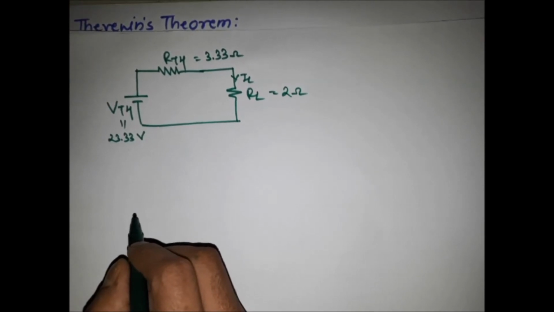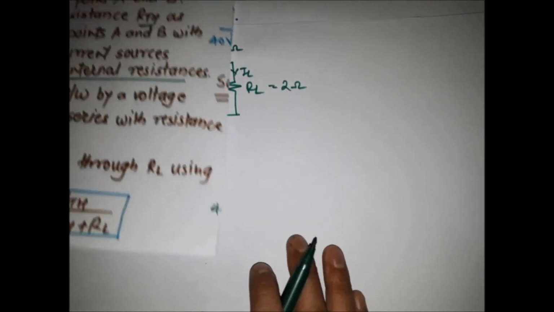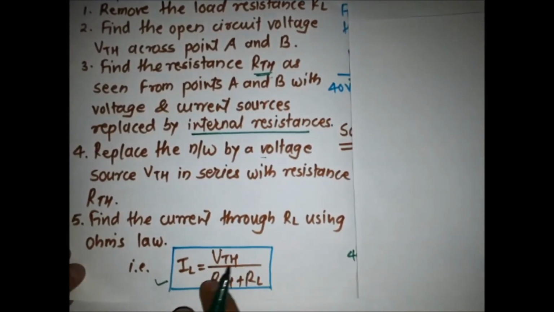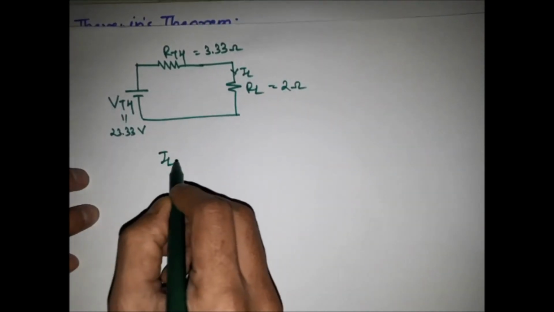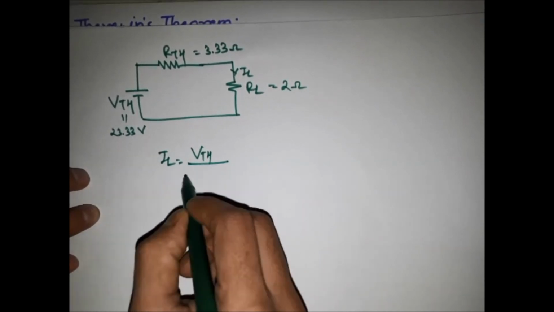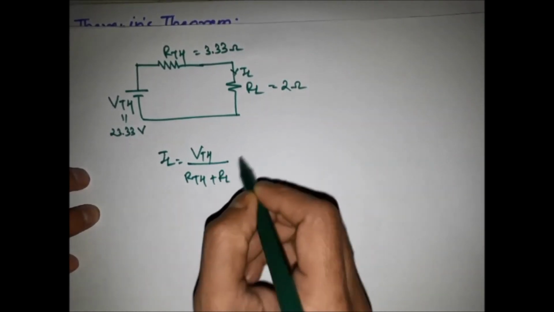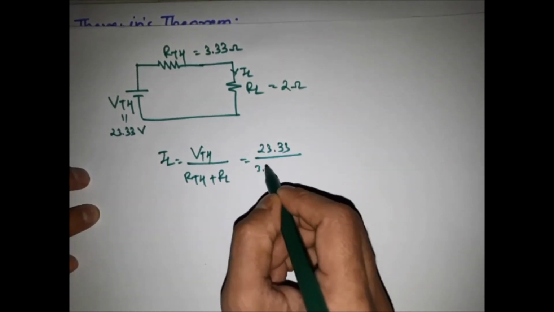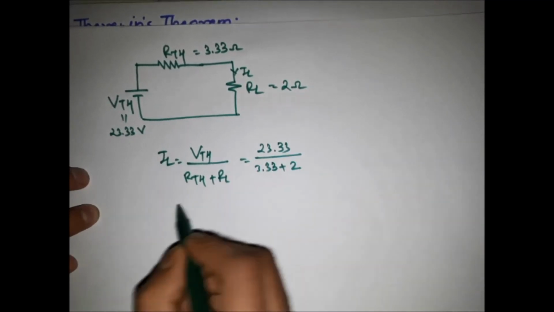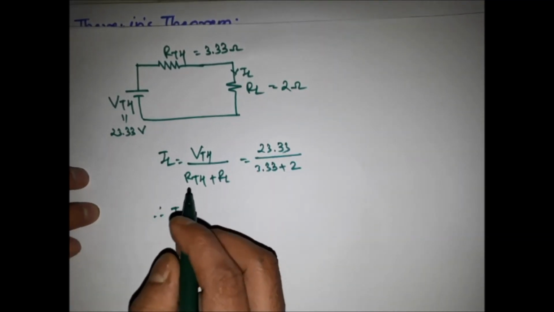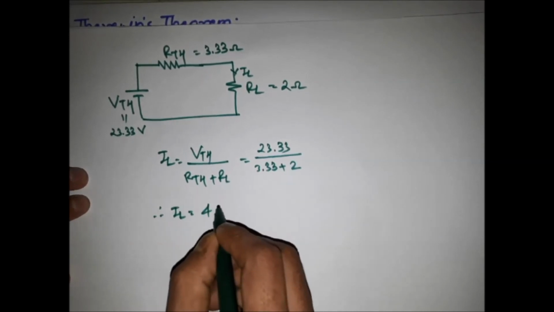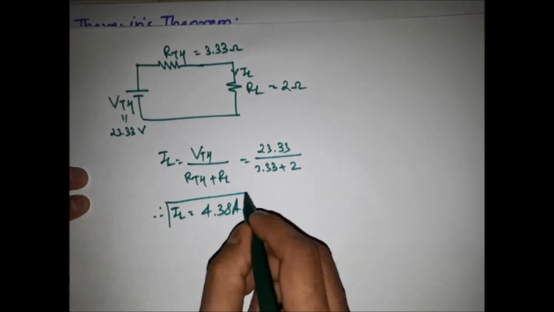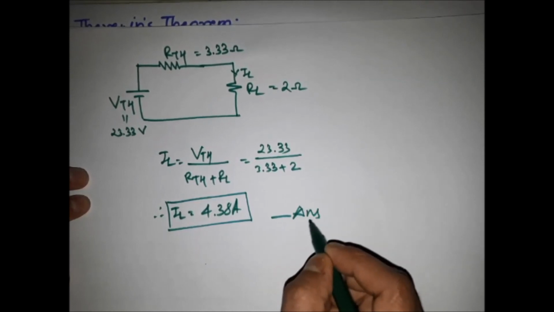And we know the last step for finding the current through the load resistor is apply the Ohm's law in the loop. So IL is equal to VTH upon RTH plus RL. So by putting all the values, RTH is 3.33 plus 2. So simply IL is equal to 4.38 ampere. This is the final answer.